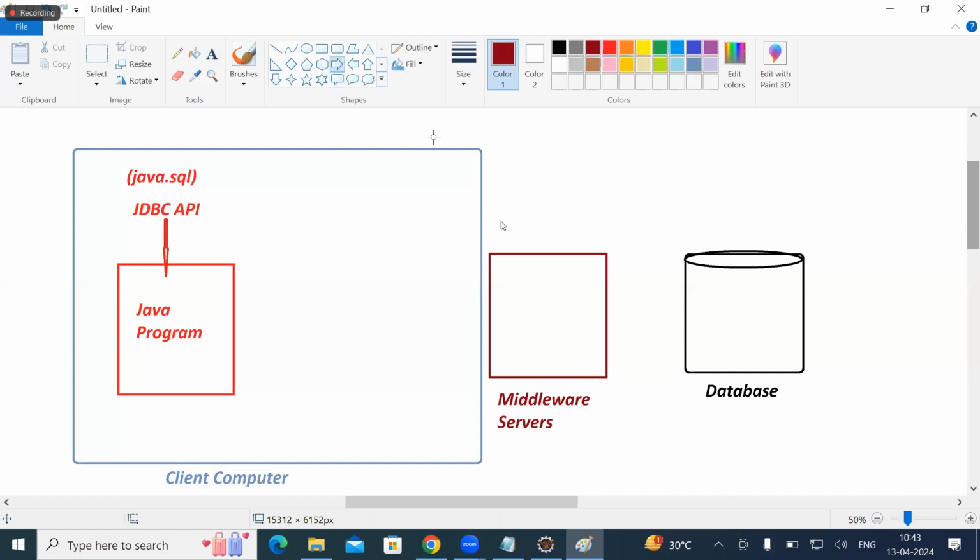These middleware servers are internally managing databases. This middleware server concept came. In this middleware server, the database related code is maintained. The database is integrated to the middleware server. So what will your Java program do? This Java program will simply take the support of the network protocol driver.